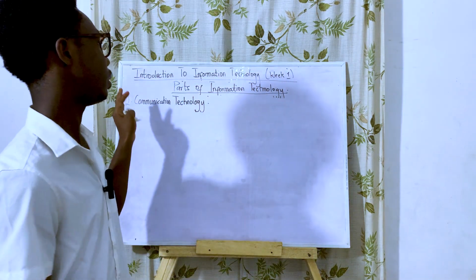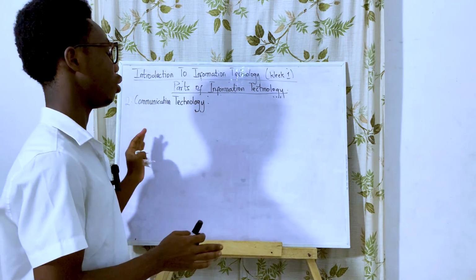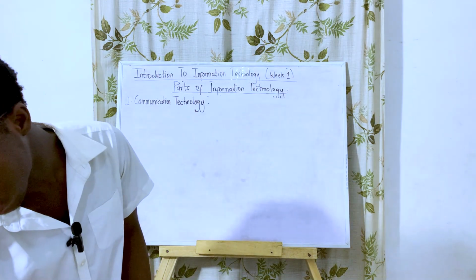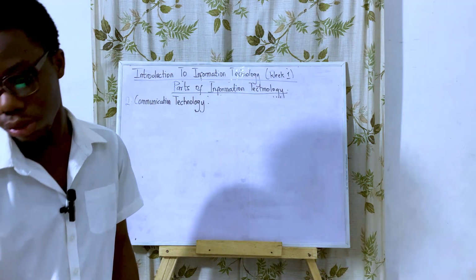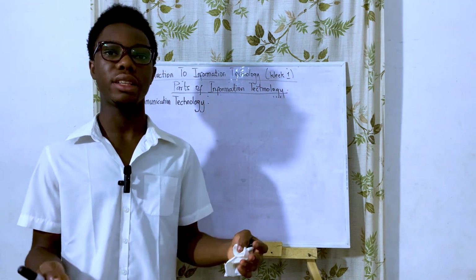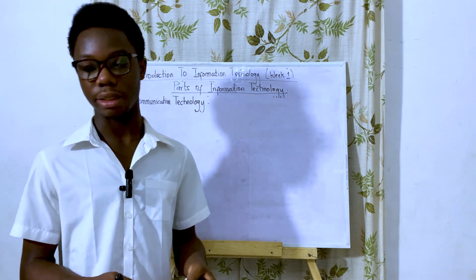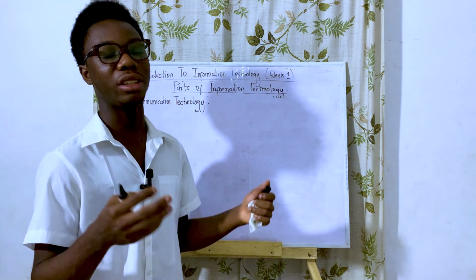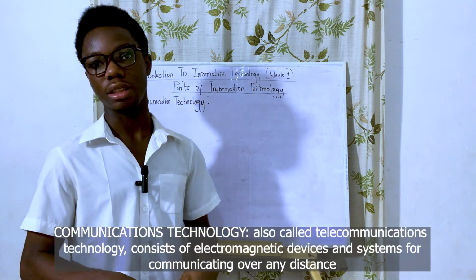Now, let's look at the other part of information technology. We've already explained computer technology. Now over here we have communication technology. What is communication technology? Communication technology is also called telecommunication technology. Why is this called telecommunication technology? Because it consists of devices and systems for communication, right? So the mobile phone, our laptops, and other devices for communication, they all fall under communication technology.